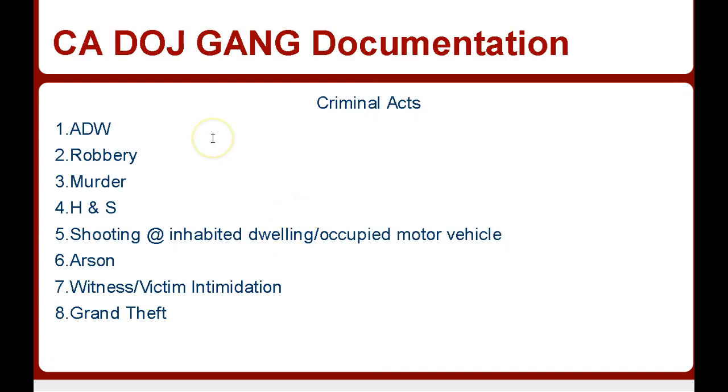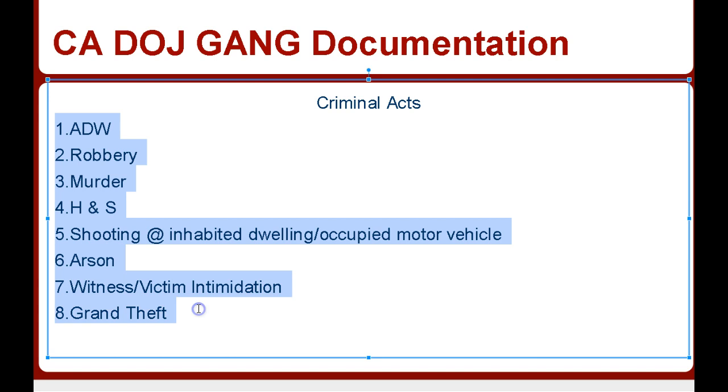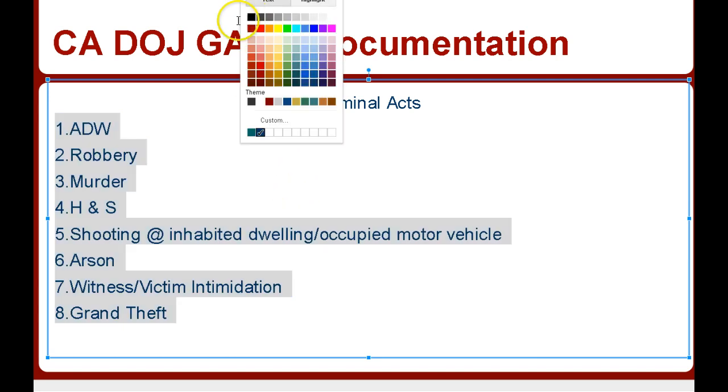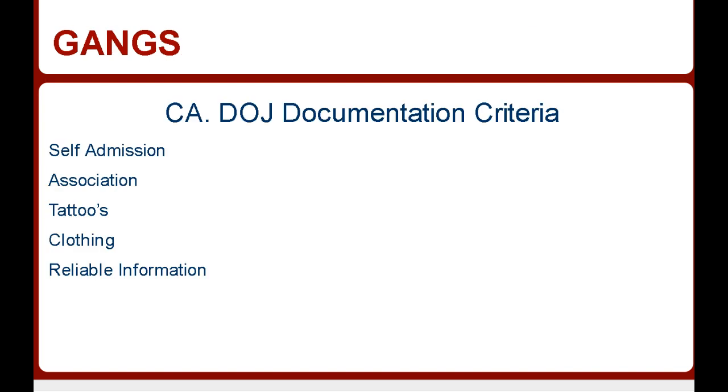Now, your criminal acts, these are what we were talking about before, the 8. Assault with a deadly weapon, robbery, murder, drugs, shooting at inhabited dwellings or an occupied motor vehicle, arson, witness and victim intimidation, and grand theft. I mean, these are what we call predicate acts that, if they are committed under the umbrella of being in a gang, then they definitely can be documented as a gang and gang members.